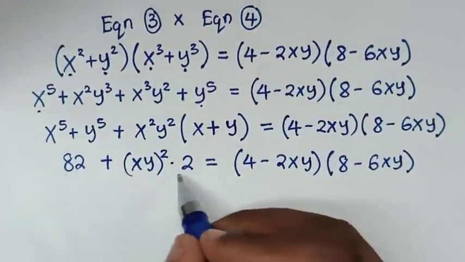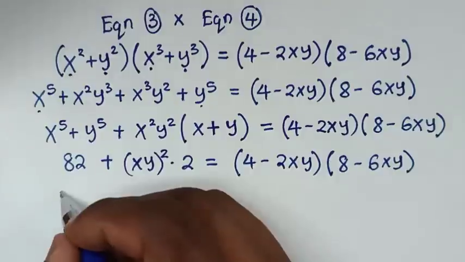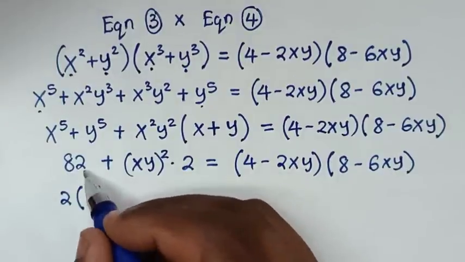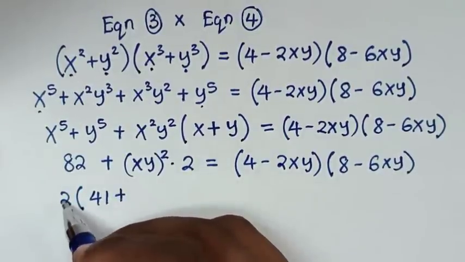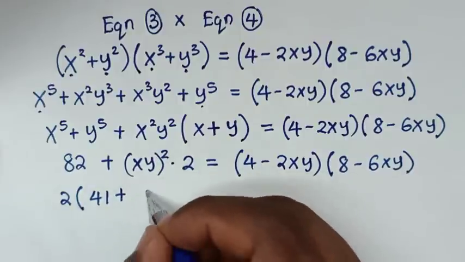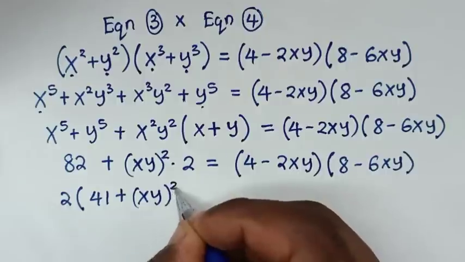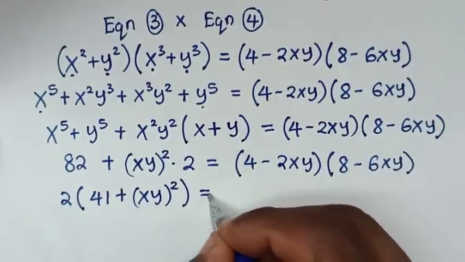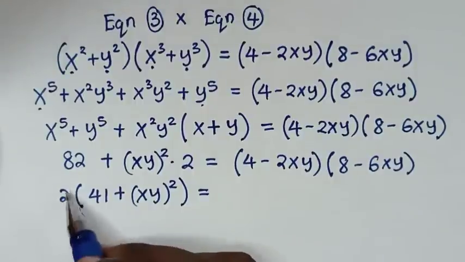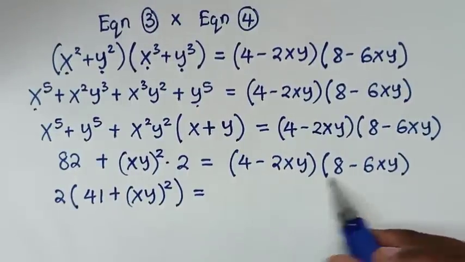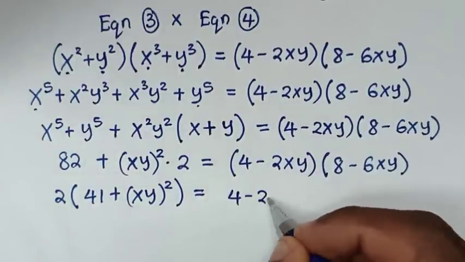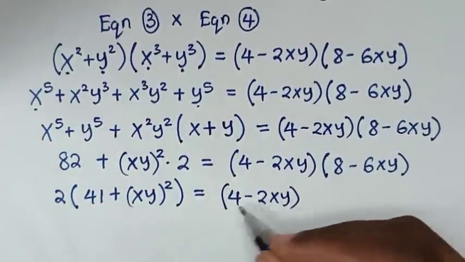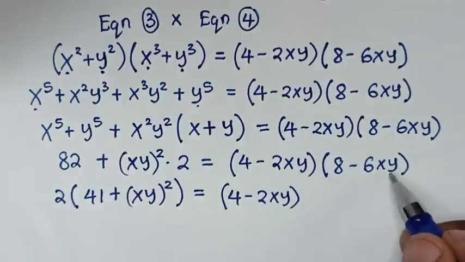Then from here and here, 2 is common, so we take 2 out of the bracket. 82 divided by 2 is 41, plus this 2 divided by 2 is 1 times xy bracket square, then bracket is equal to, because we take 2 out of the bracket here, also here we take 2 out of the bracket, so it will be 4 minus 2xy, bracket, and then here we take 2 out of the bracket.